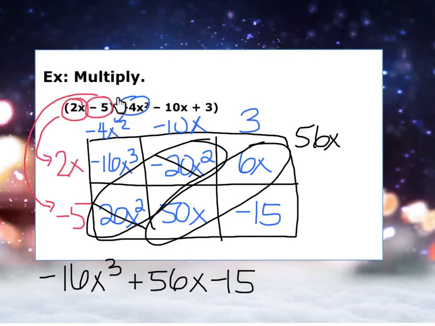So here we had a binomial multiplied by a polynomial. I had to create a box, so I made it a 2 for the 2 terms here by a 3 for the 3 terms here. Then I placed the first term 2x and then the second term negative 5 from the first binomial. Then I placed the second polynomial with the negative 4x squared, negative 10x, and the positive 3. And then I multiplied to get my terms inside the box.